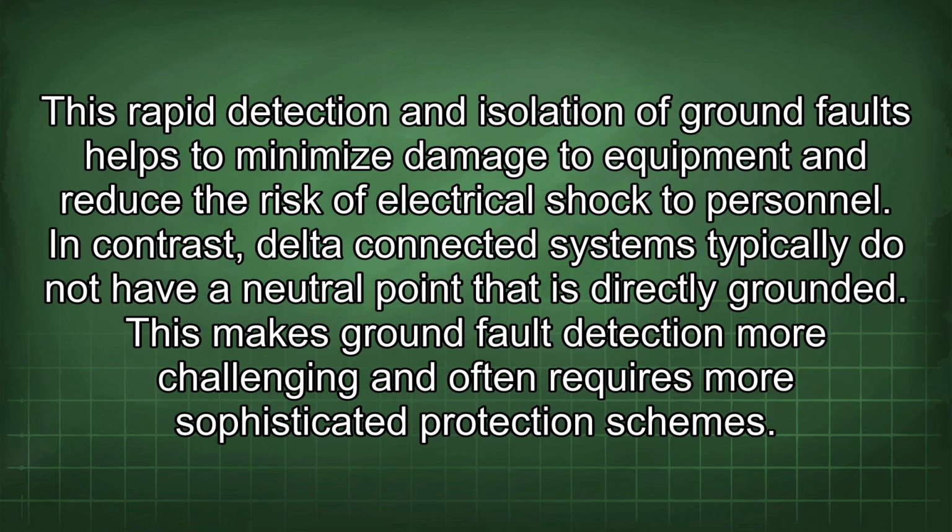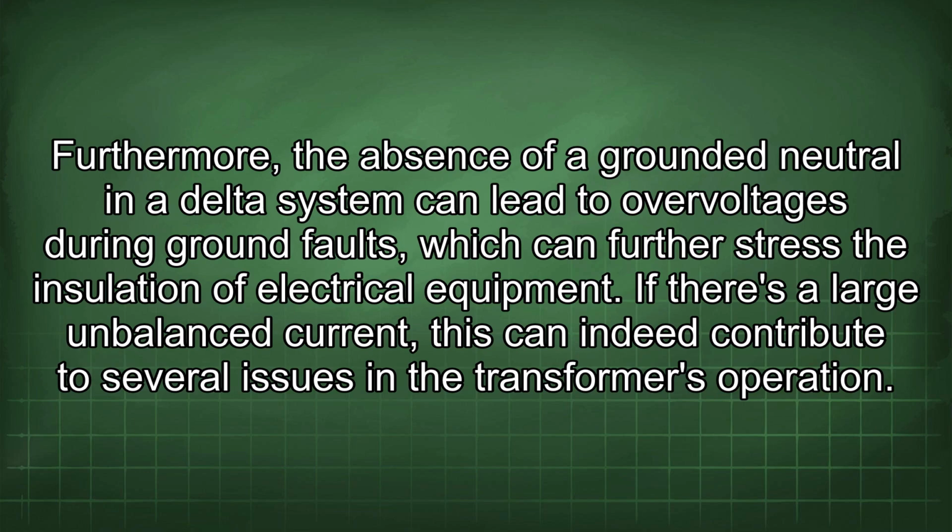In contrast, delta-connected systems typically do not have a neutral point that is directly grounded. This makes ground fault detection more challenging and often requires more sophisticated protection schemes. Furthermore, the absence of a grounded neutral in a delta system can lead to overvoltages during ground faults, which can further stress the insulation of electrical equipment.